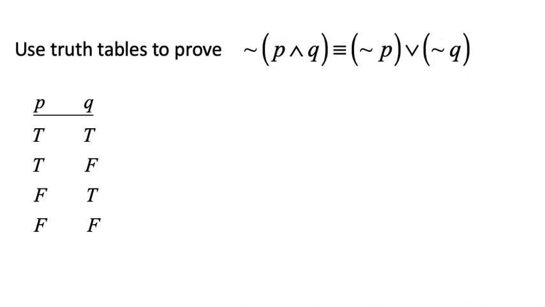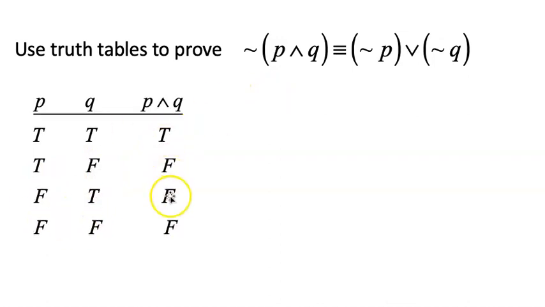So we start with our standard PQ list. P: T, T, F, F. Q: T, F, T, F. So I'm going to need to do P and Q. Remember, P and Q means both have to be true simultaneously. T and T, yes. TF, no. FT, no. FF, no. So true, false, false, false for P and Q.